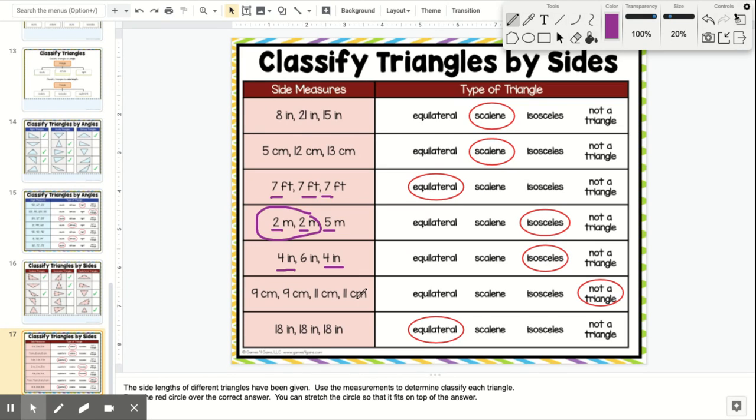The next one is not a triangle because they gave you 4 side length measurements. So that is a 4-sided shape. And then the last one, 18, 18, 18, that would be an equilateral triangle because they are all equal.